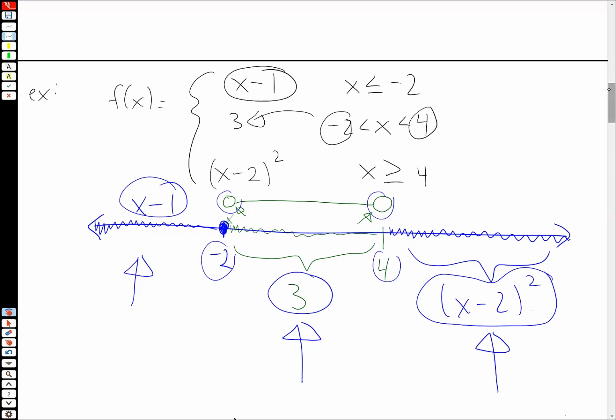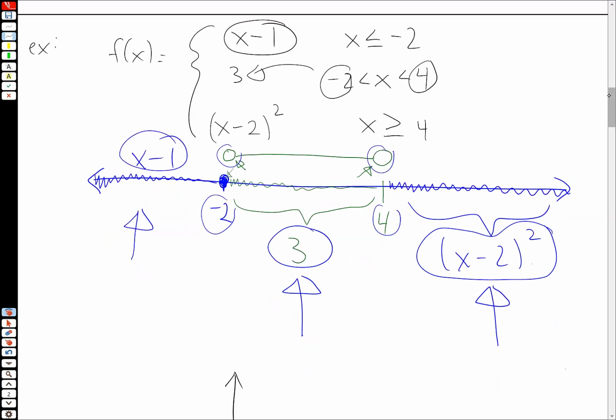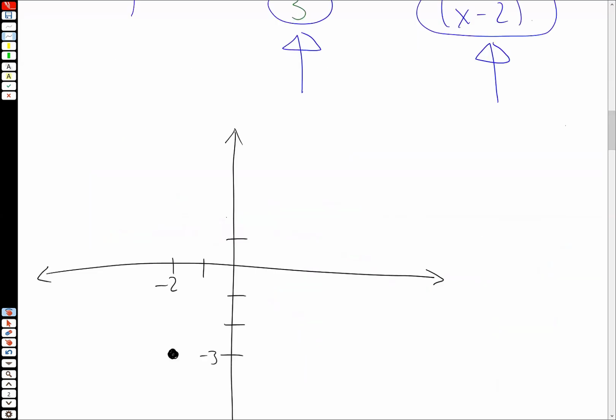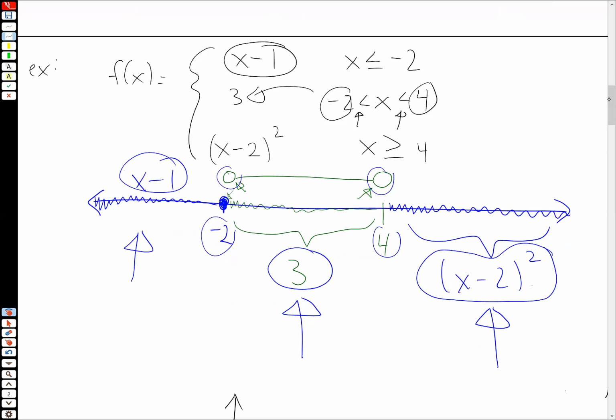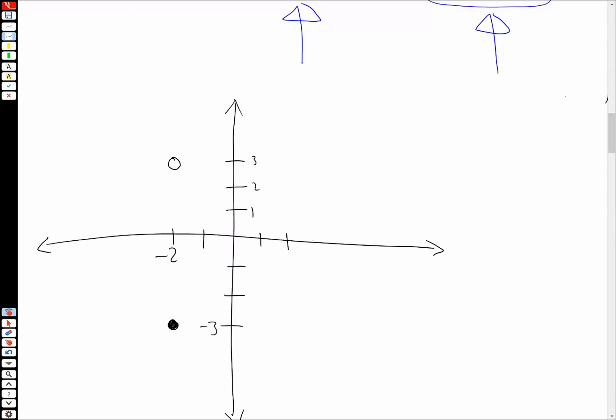Now we're going to plug minus 2 and 4 into the function 3, which is really nice because what do we get? We just get 3 back. So at minus 2, 3, so let's put 1, 2, 3. We're going to get this point, and notice I'm putting a hole there because we have strict inequalities here. And then we're also going to have 4, 3 as well. 2, 3, 4.